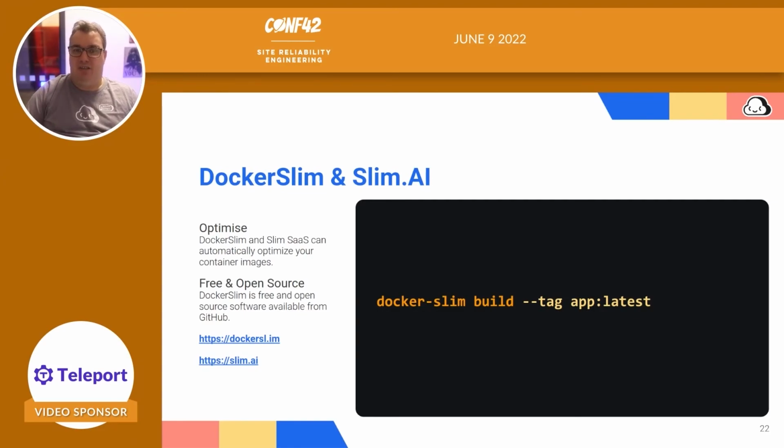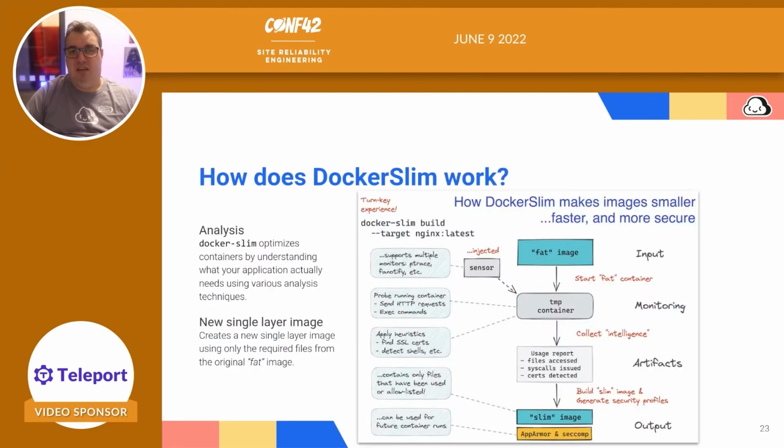We always get asked how Docker Slim works, so let's just take a quick look at that. Docker Slim optimizes containers by understanding your application and what it actually needs using various analysis techniques, including static and dynamic tracing. Docker Slim will throw away what the container doesn't need. A new single layer image is created, and it's composed from only those files in the original fat image that are actually required by your app in order for it to function.